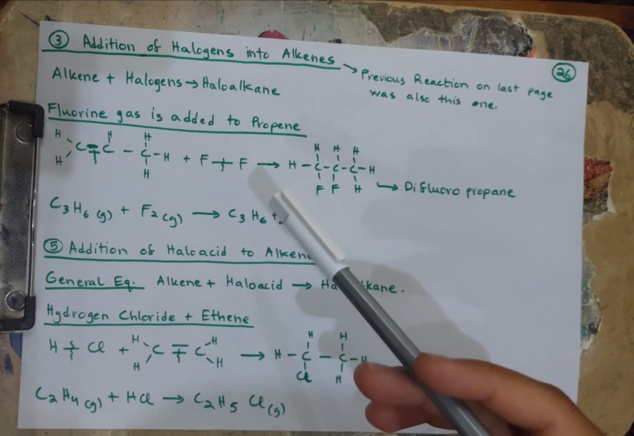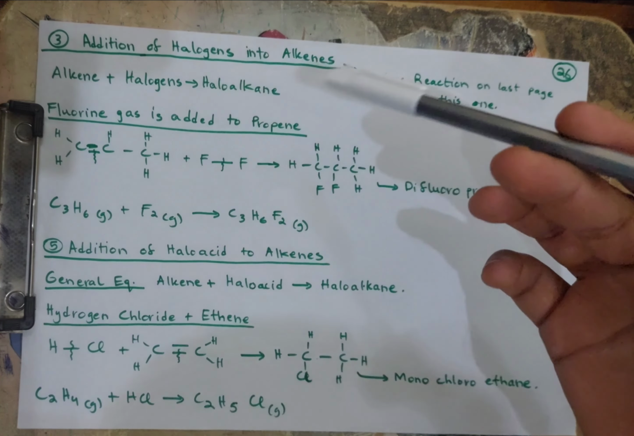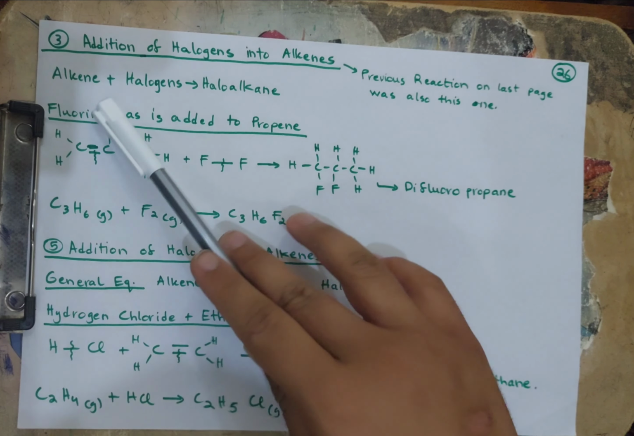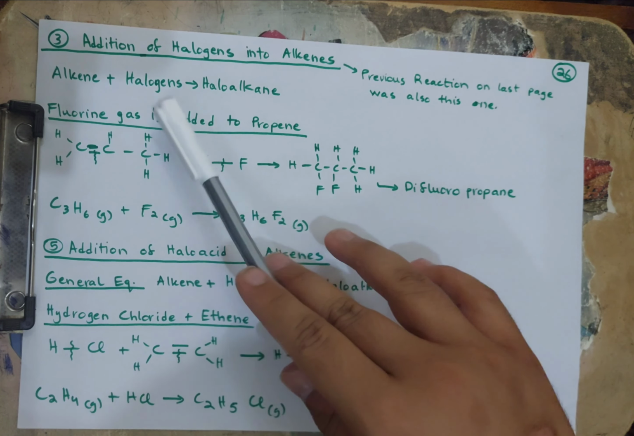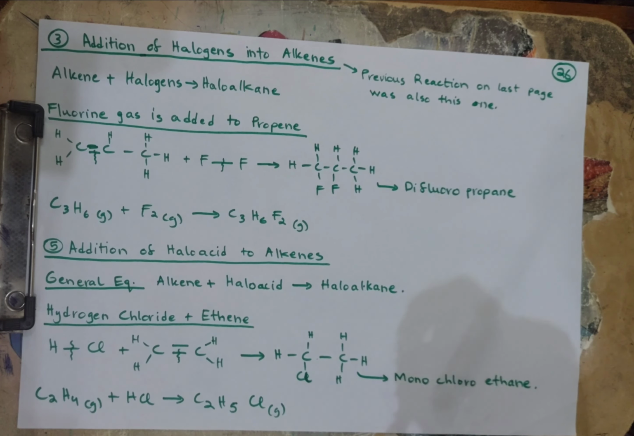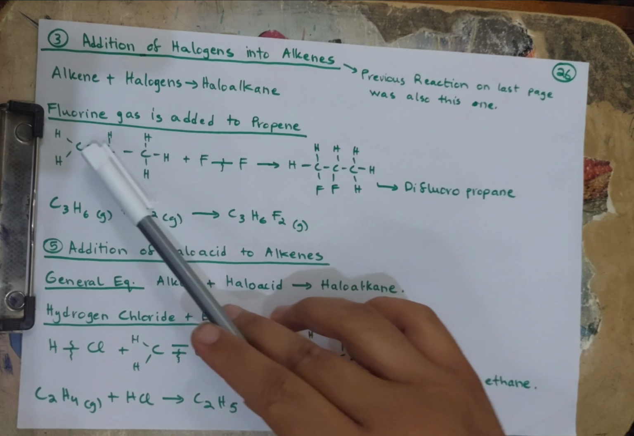This was actually the addition of halogens to alkenes. The previous reaction on the last page was also this one. So alkene plus halogen, and a haloalkane is formed, like in the previous case where we made dichloroethane. So a haloalkane is formed.